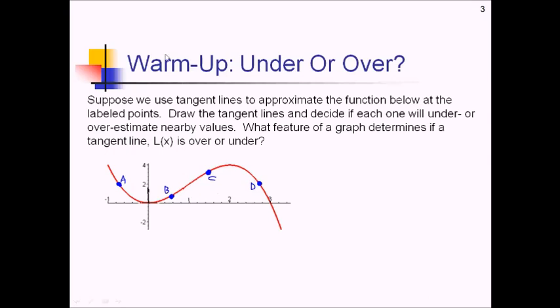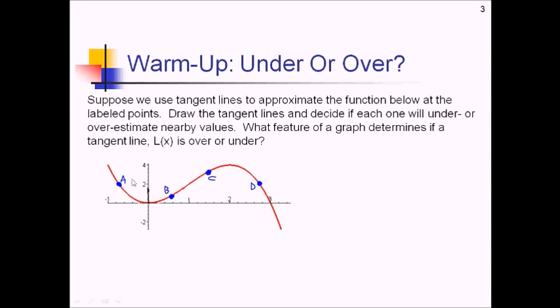For your warm-up, suppose we use tangent lines to approximate the function below at the labeled points. Draw those tangent lines and decide if each one will under or overestimate the nearby values. Based on those, what feature of a graph determines if its tangent line, L of x, we'll call that, is over or under? So pause the video and give that a shot.